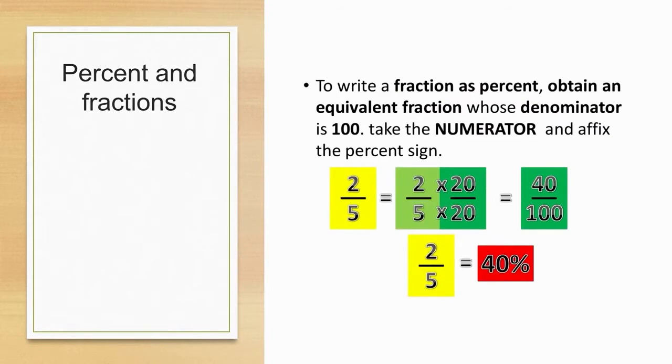Percent and fractions. To write a fraction as a percent, obtain an equivalent fraction whose denominator is 100. Now you'll realize when you're doing this, you may have to go above 100 sometimes for certain fractional representations, but you will get that sorted out in time. So once it's a multiple of 10, you're good.